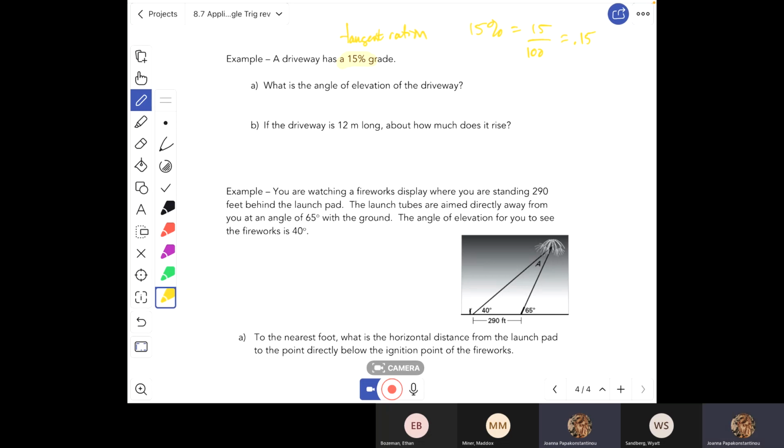Now, if that is my tangent ratio, let's go back to this 15 over 100. If my tangent ratio is 15 over 100, and tangent is opposite over adjacent, I could draw a picture.